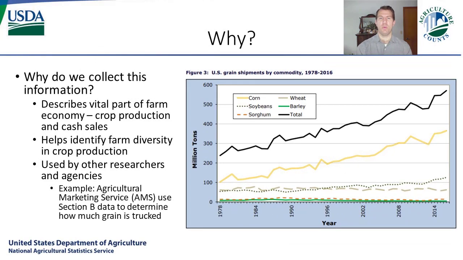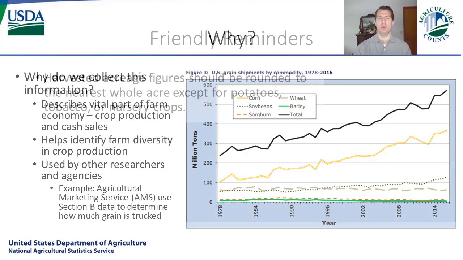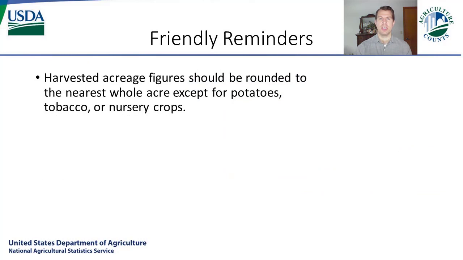Alright, now that we've discussed the why, let's finish with a few friendly reminders. First, even though some farmers give very exact data, only record to the 10th of an acre if you are recording potatoes or tobacco, or nursery crops, which should be recorded in square feet if under protection, or 10th of an acre if in the open.